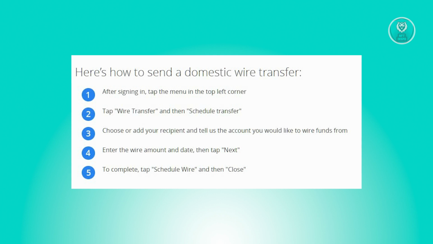Enter the amount of your wire transfer in US dollars and proceed by tapping Next. Identify or add your recipient and select the date for your wire transfer. Now, to complete the transaction, tap Authorize and then confirm by selecting Done. This user-friendly guide provides you detailed steps for both domestic and international wire transfers.